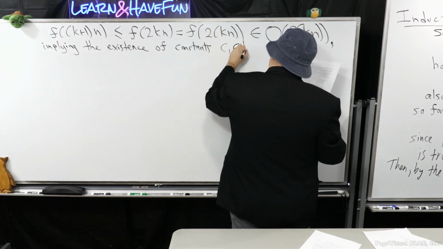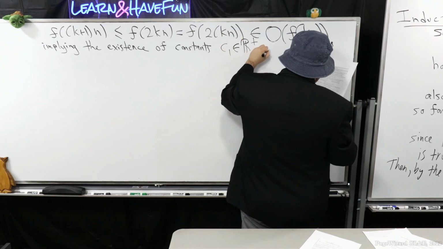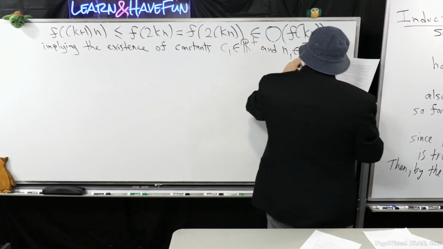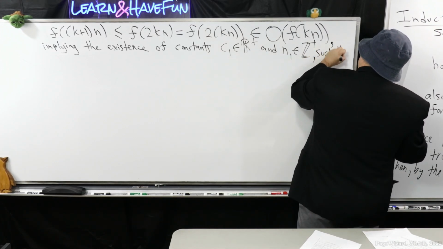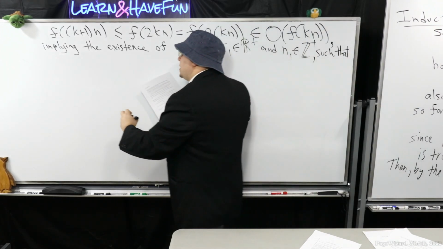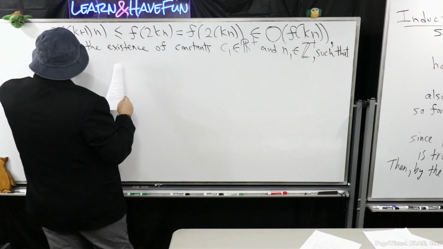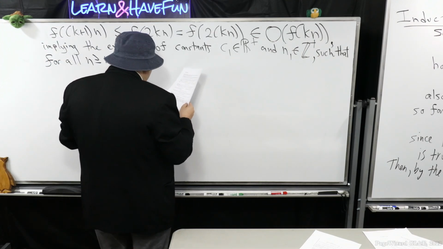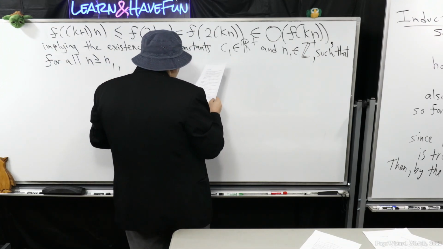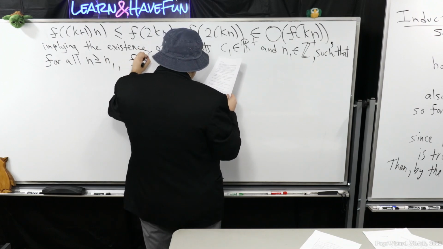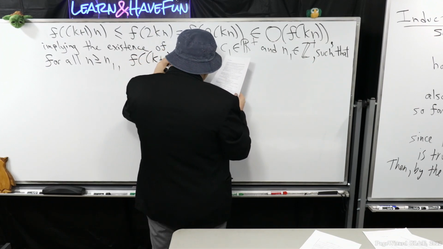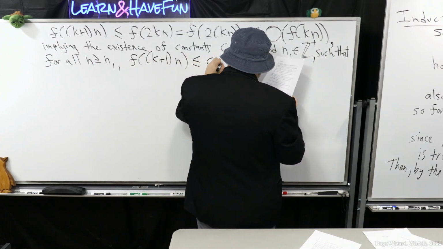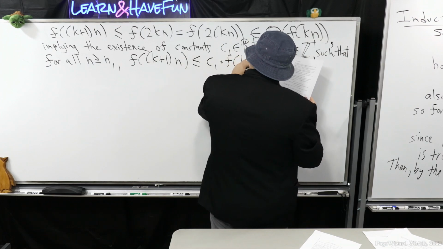C1, which is going to be a positive real constant, and N1, which is going to be a positive integer, such that for all n greater or equal to N1, that's important, it's not N0, I haven't talked about N0 yet, N1, it has to be that f of k plus 1 times n, all in the input there, is less than or equal to C1 times f of kn.